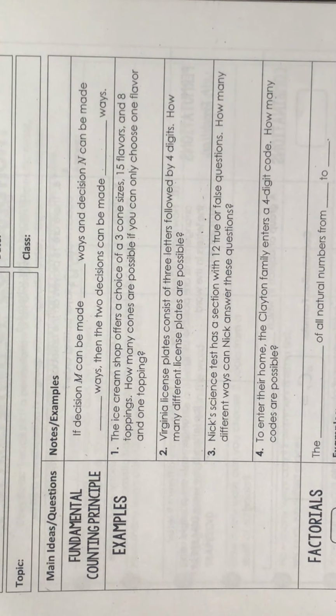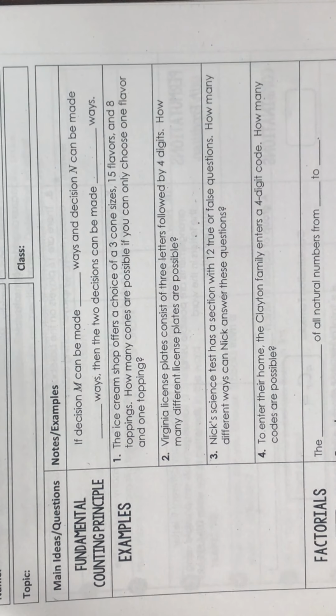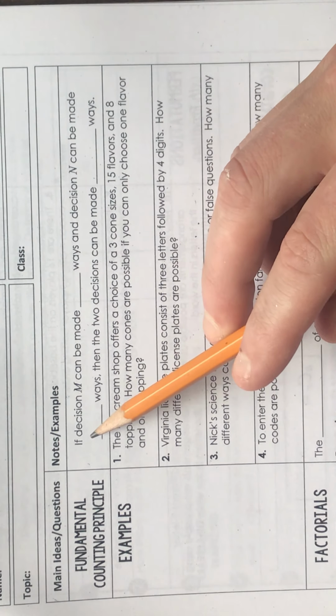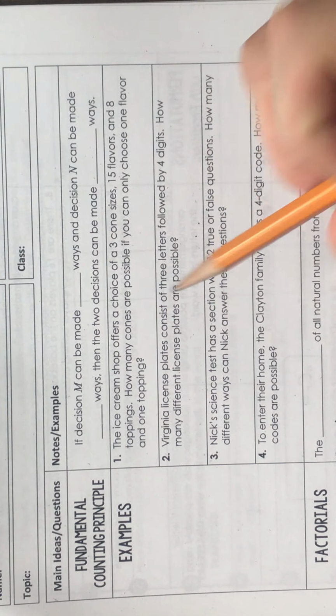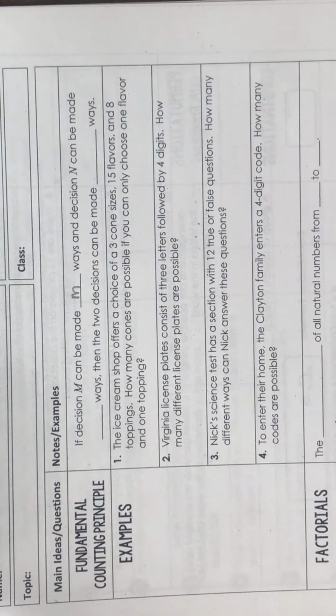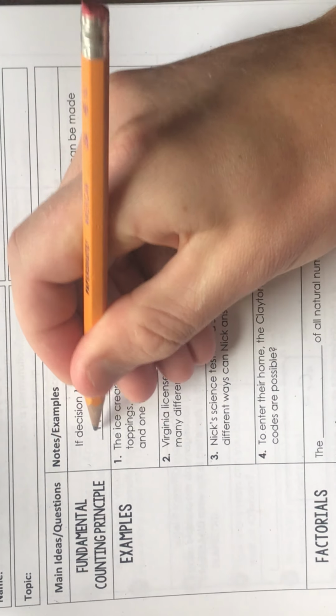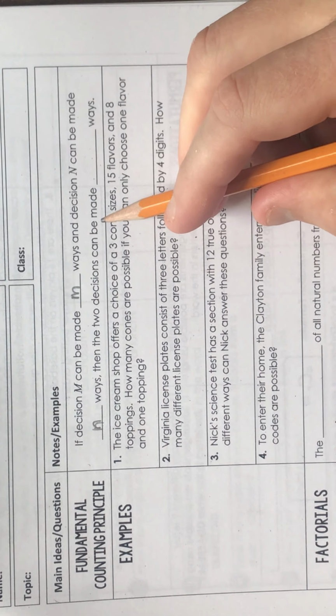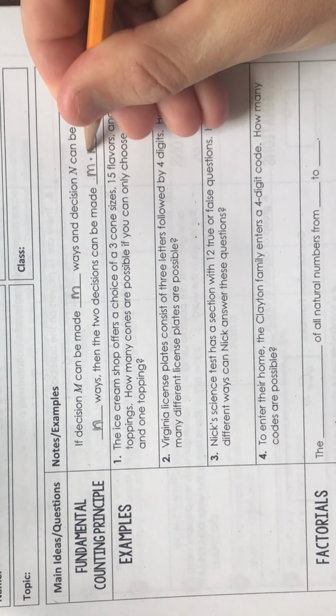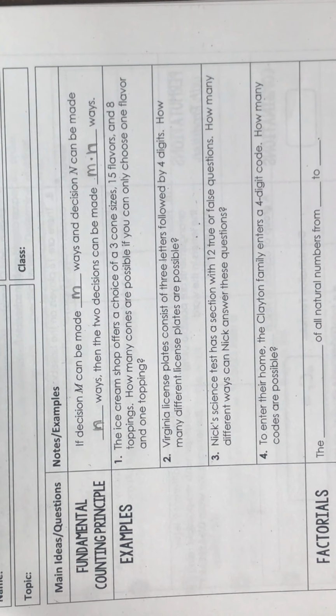So we're going to start off with some fundamental counting principles, which is just a way for us to calculate the number of different possibilities when we're dealing with a chance scenario. First off, if decision M can be made M ways, and decision N can be made N ways, then the two decisions together can be made in M times N ways. So if we have two separate decisions or more, all we have to do is multiply the number of possibilities together.